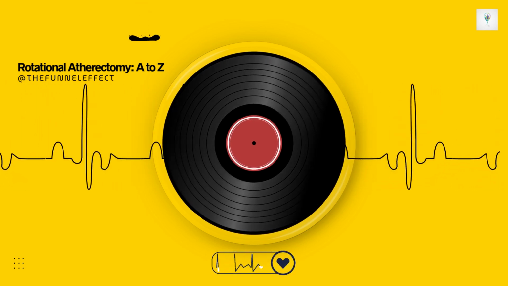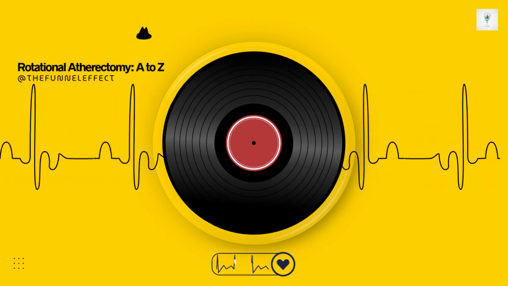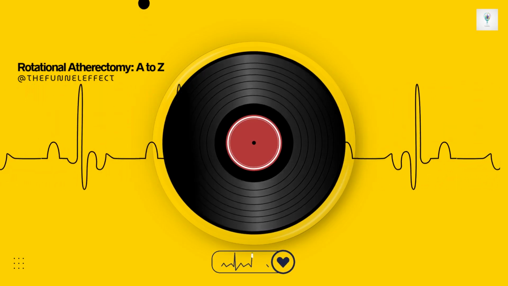Okay, DRAW test passed. System checked. We're now moving into the execution phase, the actual ablation inside the vessel. Could you walk us through the initial setup once the system is inside the guiding catheter?